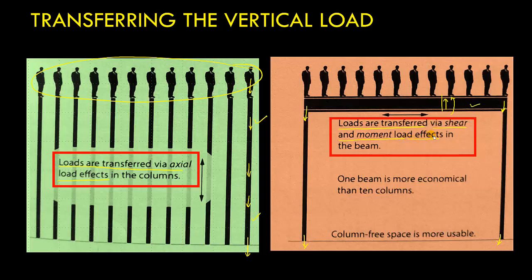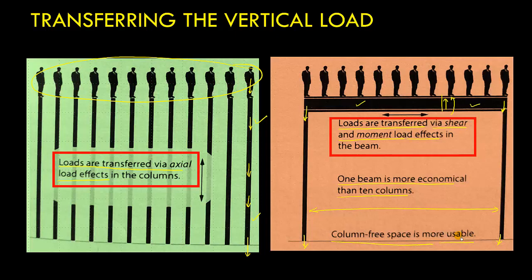What are the advantages of putting one beam in place of 10 columns? Major advantage is we are having this much space free, so we can utilize this space. And another advantage is we have an economical design. So first, one beam is more economical than 10 columns. Another is column free space is more usable. This means we can provide a beam in place of columns more effectively.